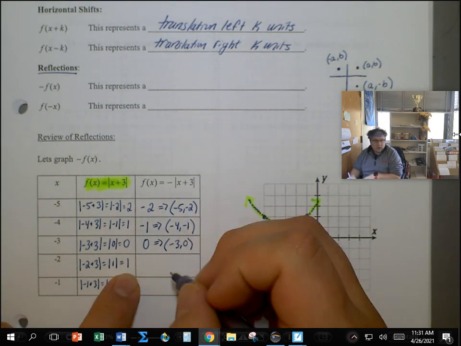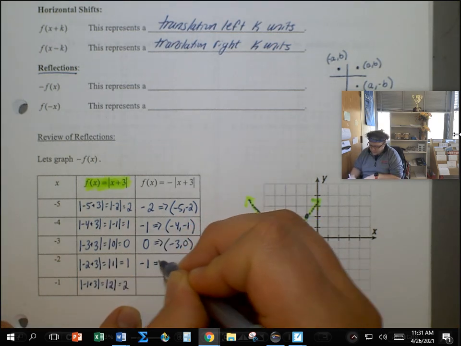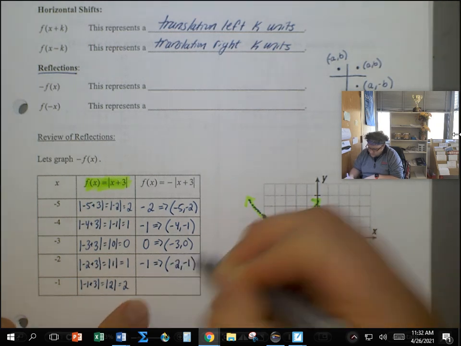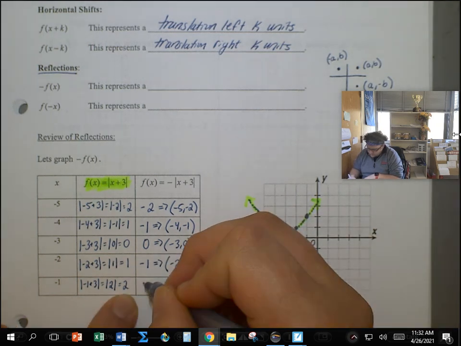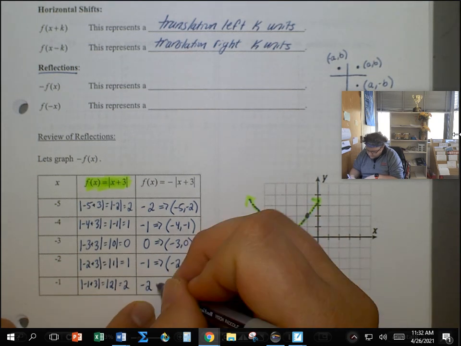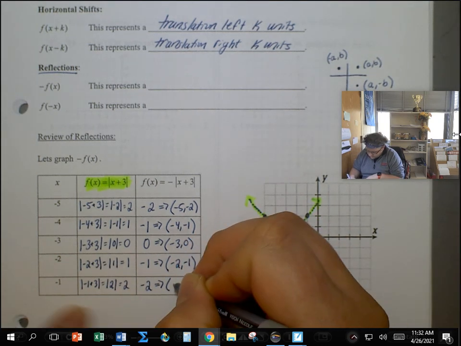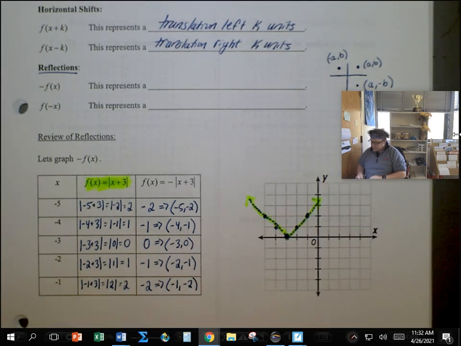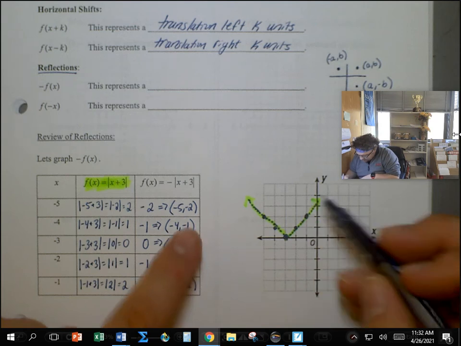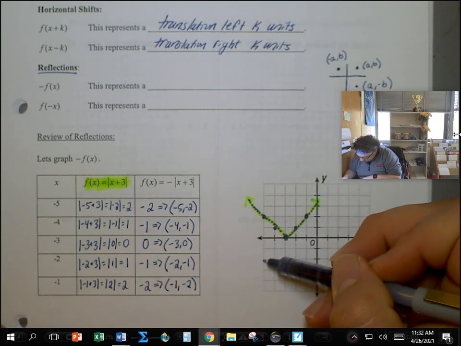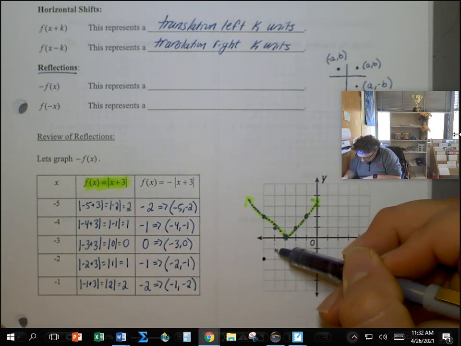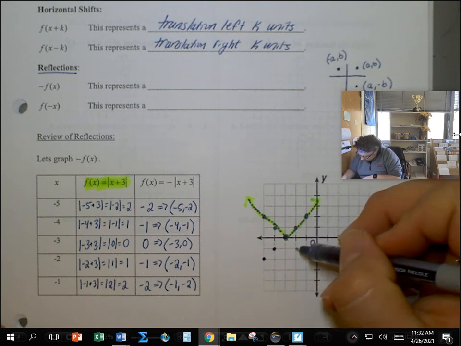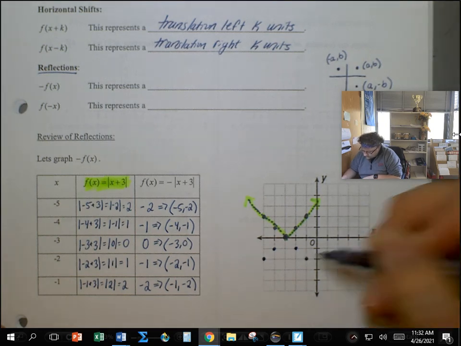But the output was 1 here. Now it's going to be -1. So we have -2 comma -1. And then this was a 2, so it's now going to be -2. And we have -1 comma -2. So -5 comma -2 is right here. -4 comma -1. -3, 0. And so on.